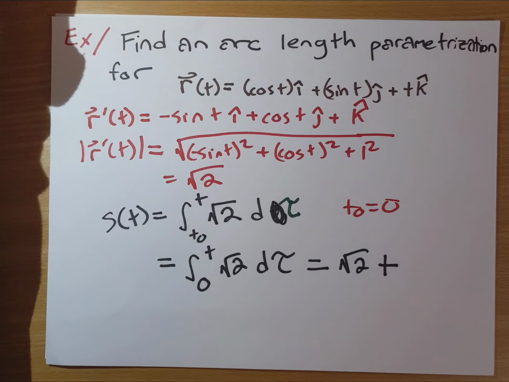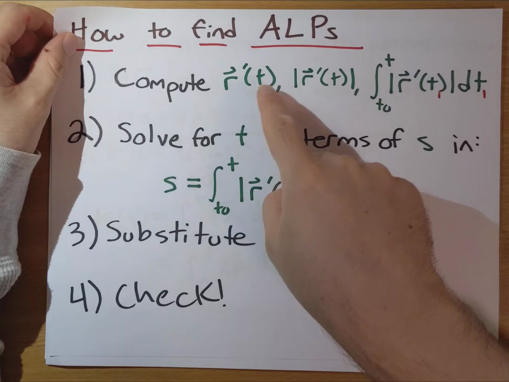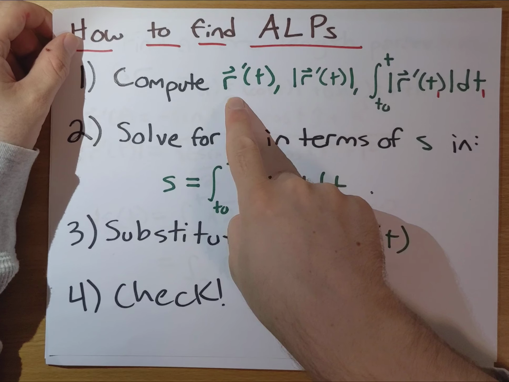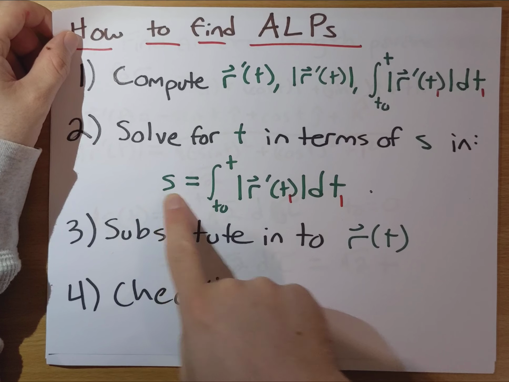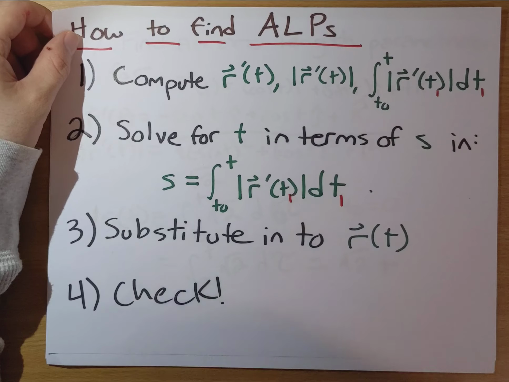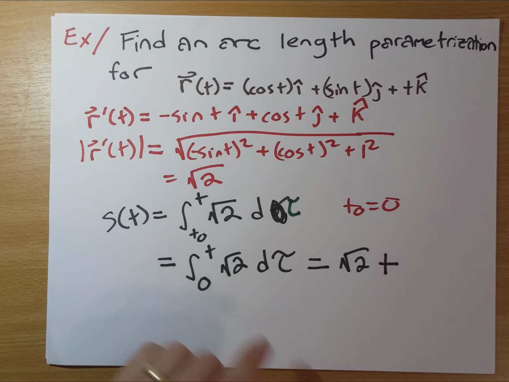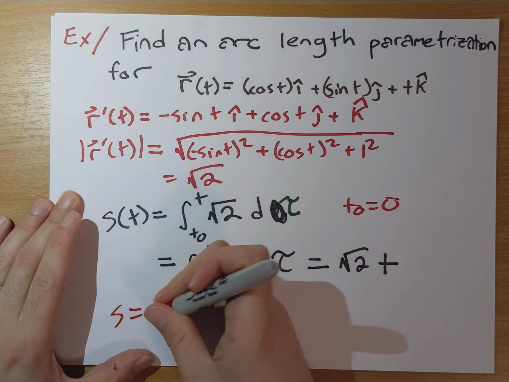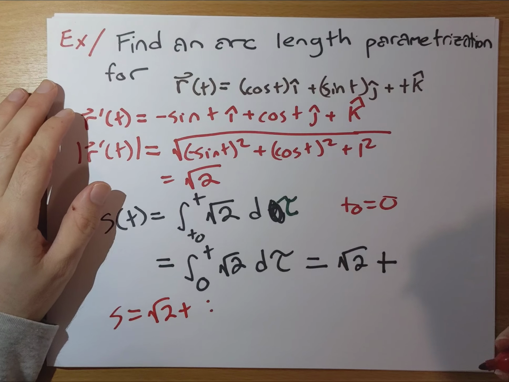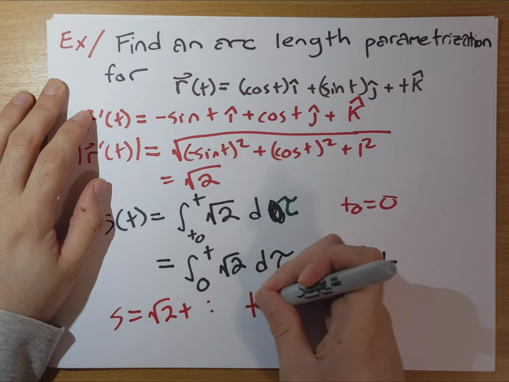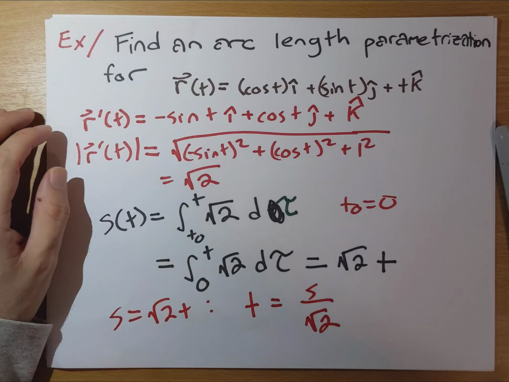So where are we in our list of things to do? We computed r prime of t, the velocity, the speed, and we computed s, the arc length parameter formula right here. Step 2 is we need to solve for t in terms of s. Right now we have s equal to square root 2 t. Solving for t in terms of s is merely dividing by square root 2. So t is equal to s divided by square root 2.